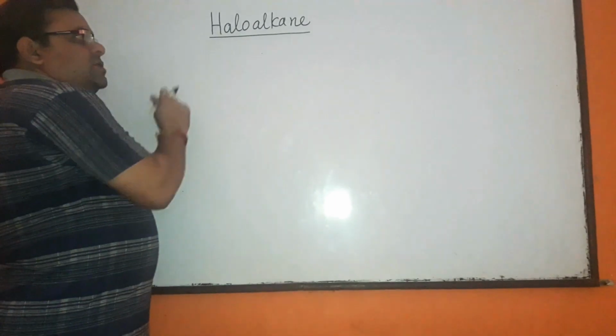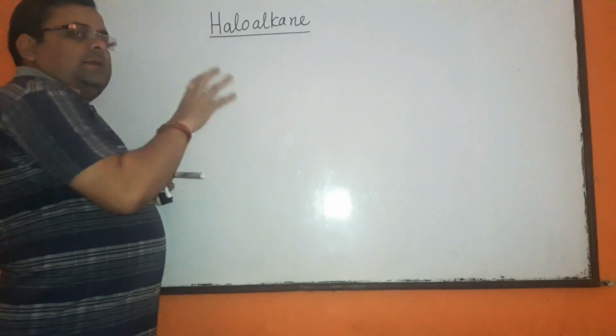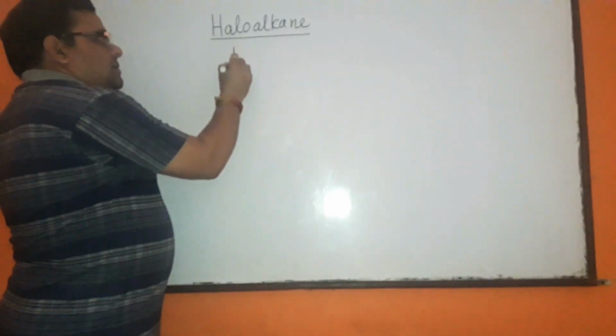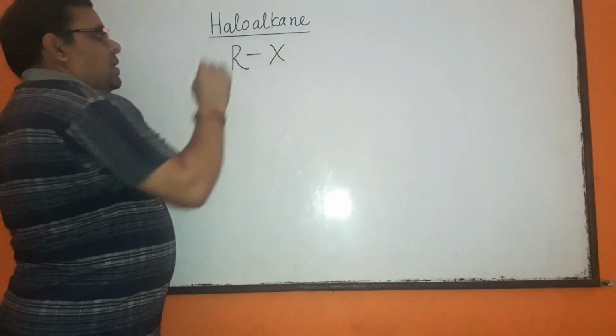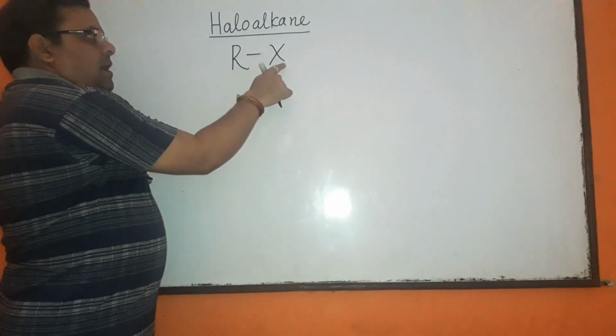So dear students, halogen derivatives of an alkane are called haloalkanes. Listen carefully and note down in your copies how we can define a haloalkane. Haloalkanes are the halogen derivatives of an alkane and these are simply represented by RX.